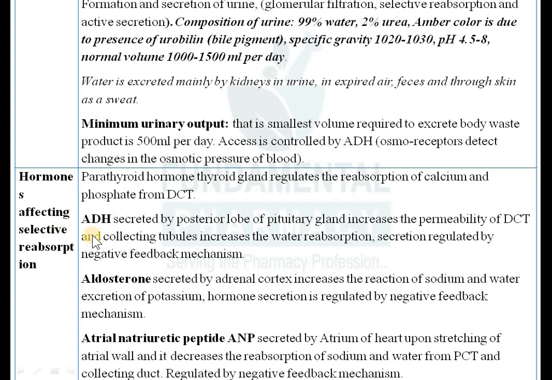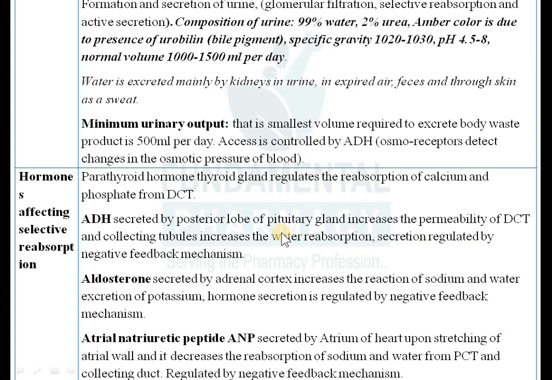Okay. Now there is another one, antidiuretic hormone. Okay, so as I have told you here, it is secreted by the posterior lobe of the pituitary gland. It will increase the permeability of the distal convoluted tubule and collecting ducts and increases the water and salt reabsorption.